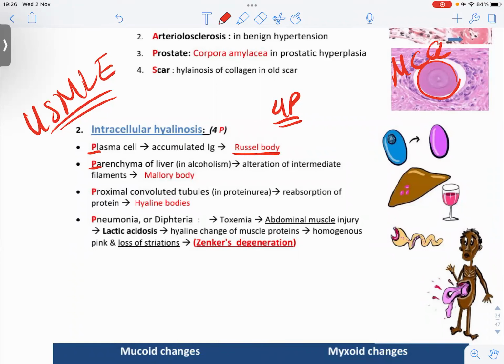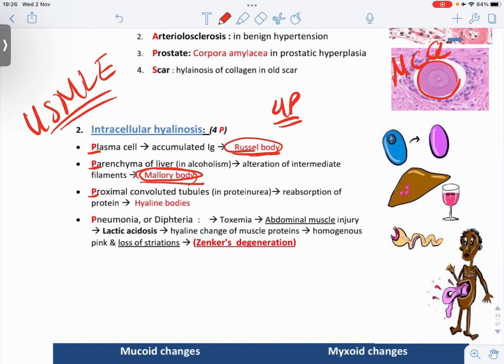The second P is parenchyma of liver. And we say that the liver is the most common organ which can be affected by alcoholism. So when alcoholism affects the liver tissue, the hepatic cells fail to release the proteins inside them. And the protein will start to build up and accumulate inside the hepatic cells, and it's called Mallory body. And you see that I'm writing in red color because protein is eosinophilic under microscope. Eosinophilic means red color under microscope.